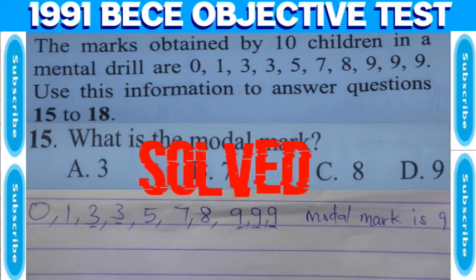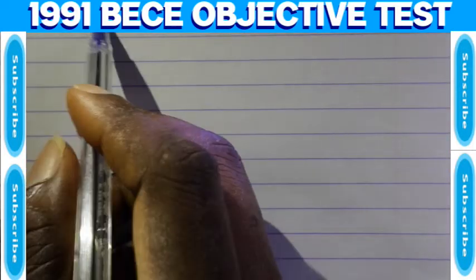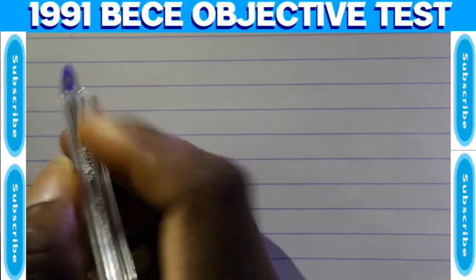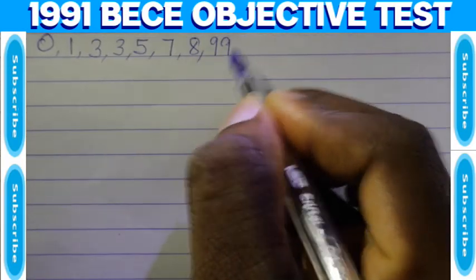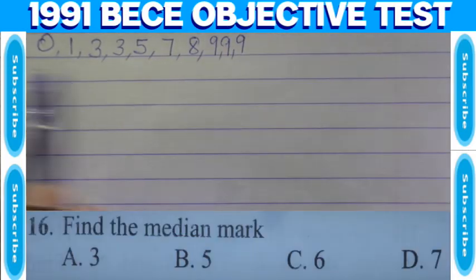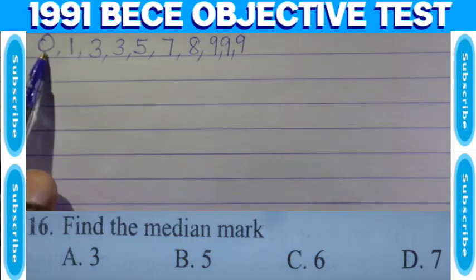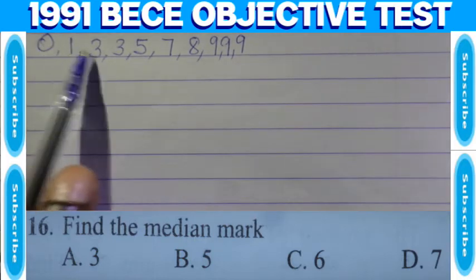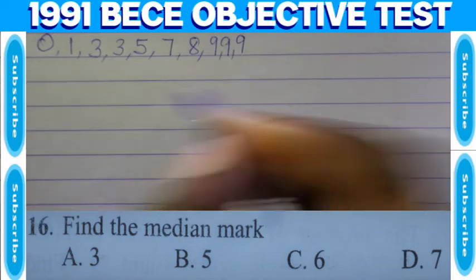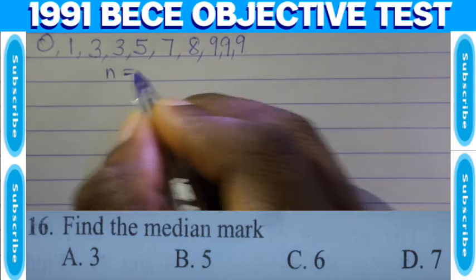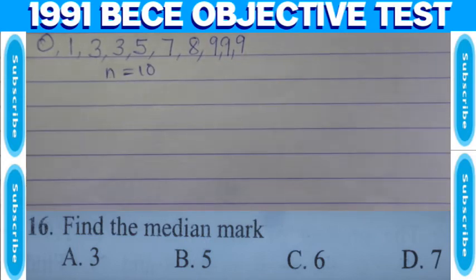Now, the question says we should find the median mark. Let's write the question down. There's the question, so let's solve question 16 right from here. Let's count the number of marks over here: 1, 2, 3, 4, 5, 6, 7, 8, 9, 10. So the number of marks, n, is equal to 10. N represents the number of marks that we have.